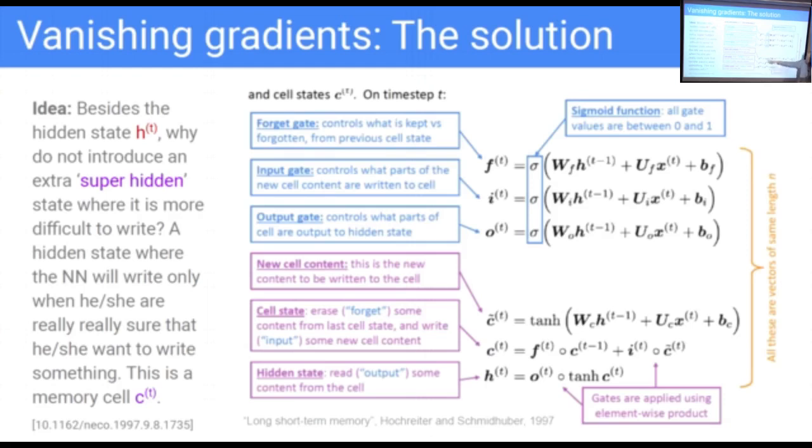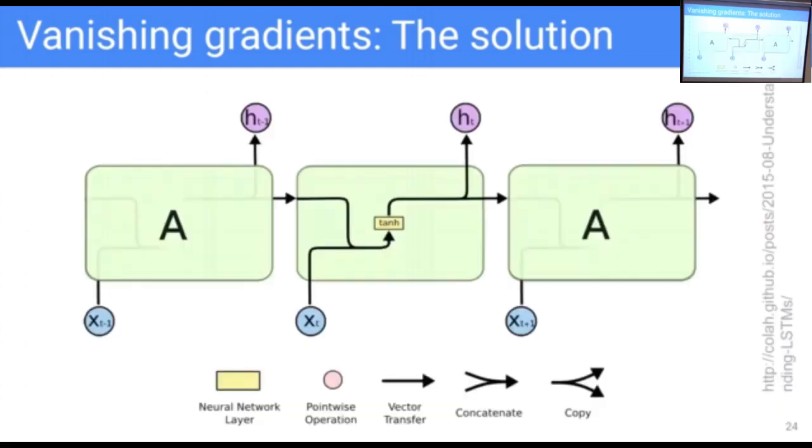And then, okay, so this was all the memory cell. Later we also have a standard hidden state. The only thing that we do is take the value of the memory cell, apply another transformation, and simply decide with this output that goes from 0 to 1 which of those values we are going to put in the hidden state, which is like a more output-like or accessible state.